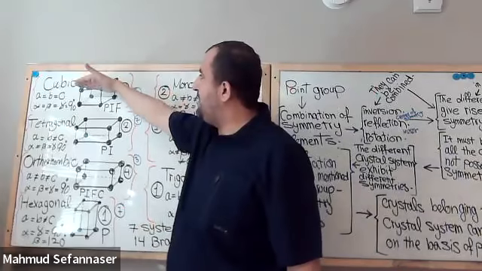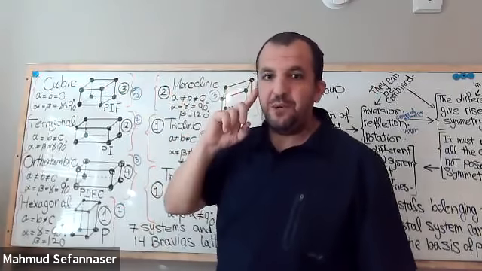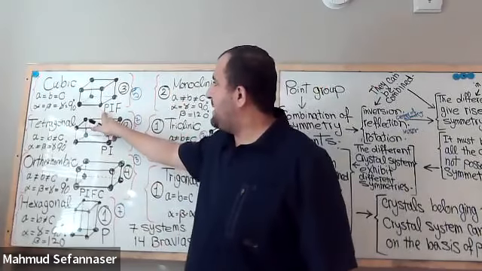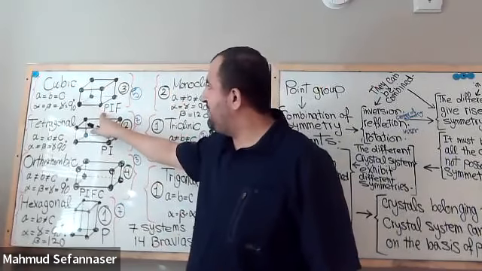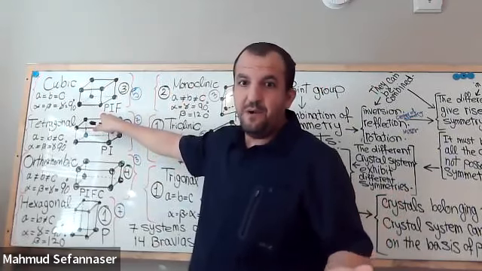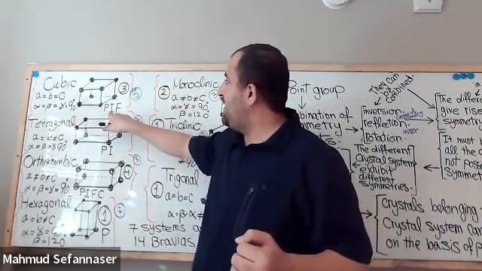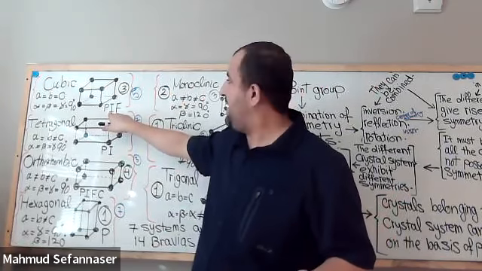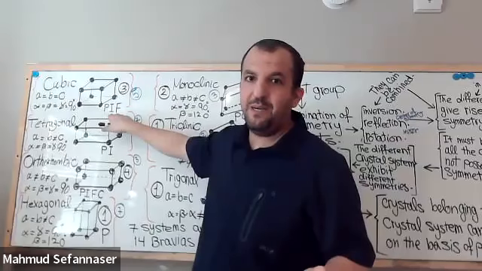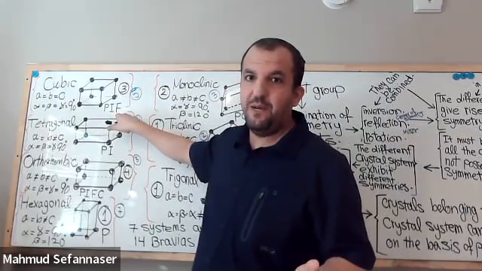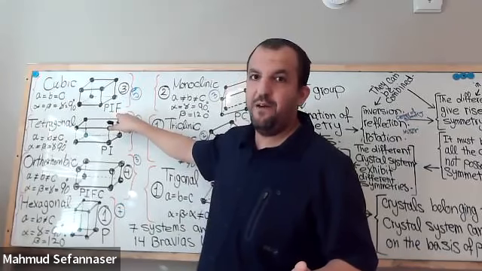So I will start with the cubic system, guys. You still remember that we studied simple cubic, which I used P to refer to here. And also we talked about the body-centered cubic, and I used I to refer to the body-centered cubic. And also we talked about the face-centered cubic, and here I used F.